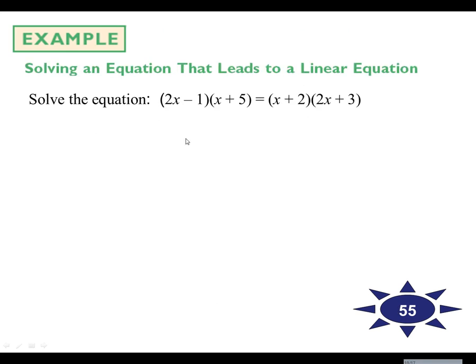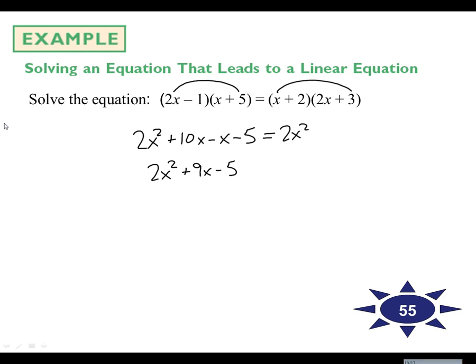Okay, so now what if we have some multiplying going on? Same thing here. We're going to be able to distribute both sides. And in distributing this equation, we're going to have to FOIL. So we've got 2x squared, plus 10x, minus x, and minus 5, which simplifies to 2x squared plus 9x minus 5. Over on the other side, we have 2x squared, plus 3x, plus 4x, and plus 6, which is 2x squared plus 7x plus 6.